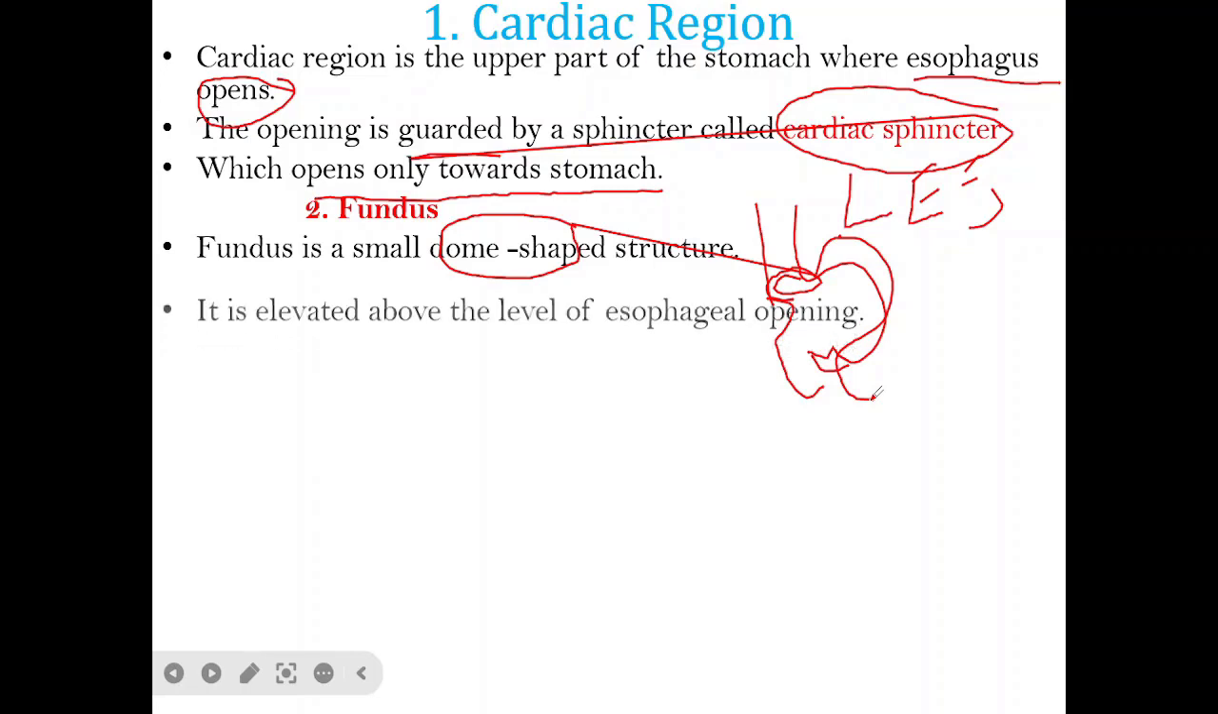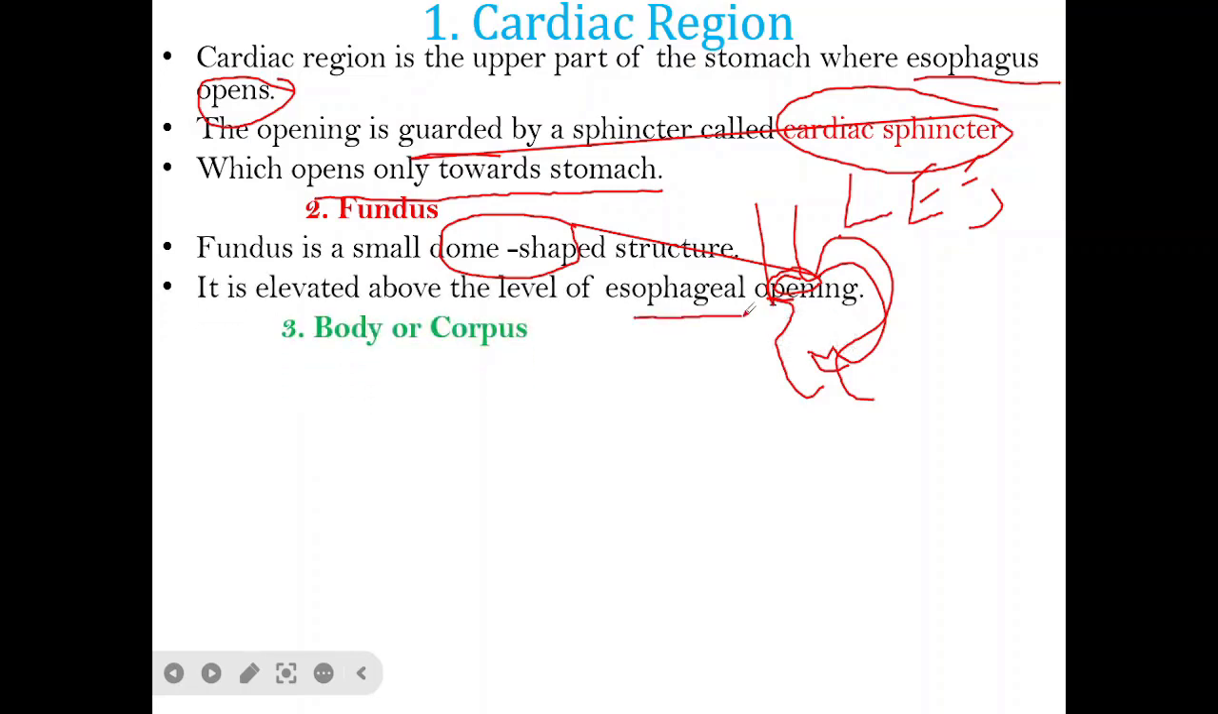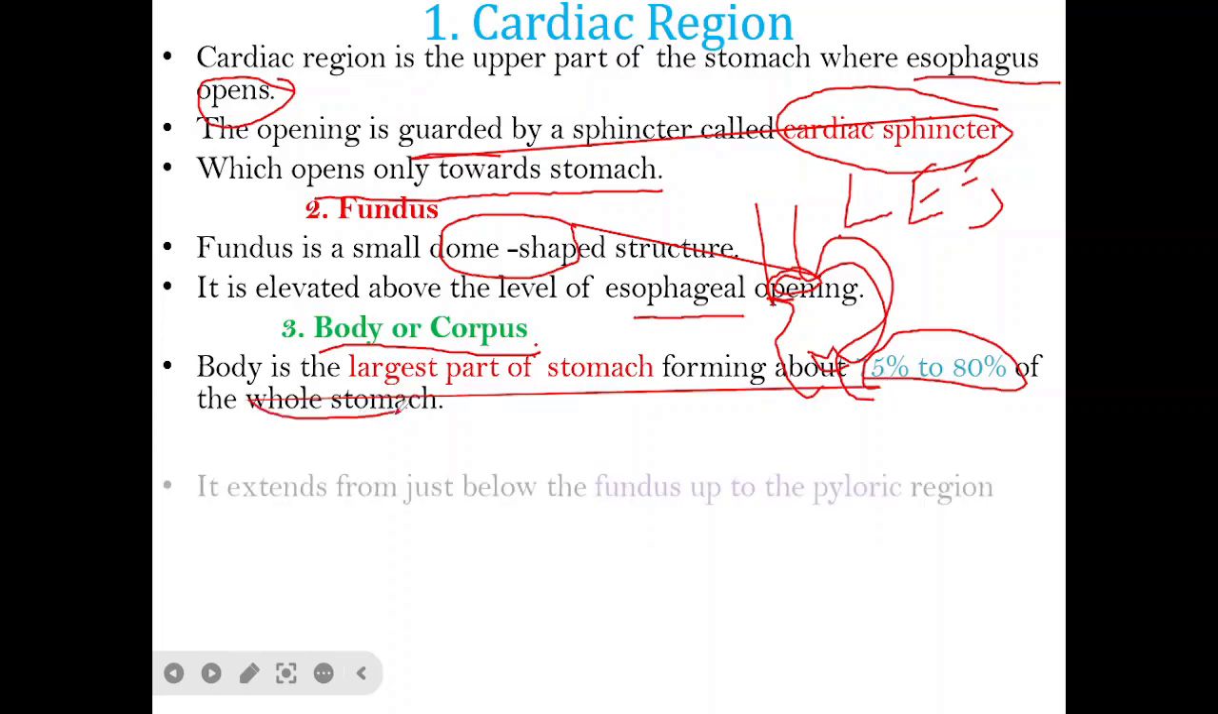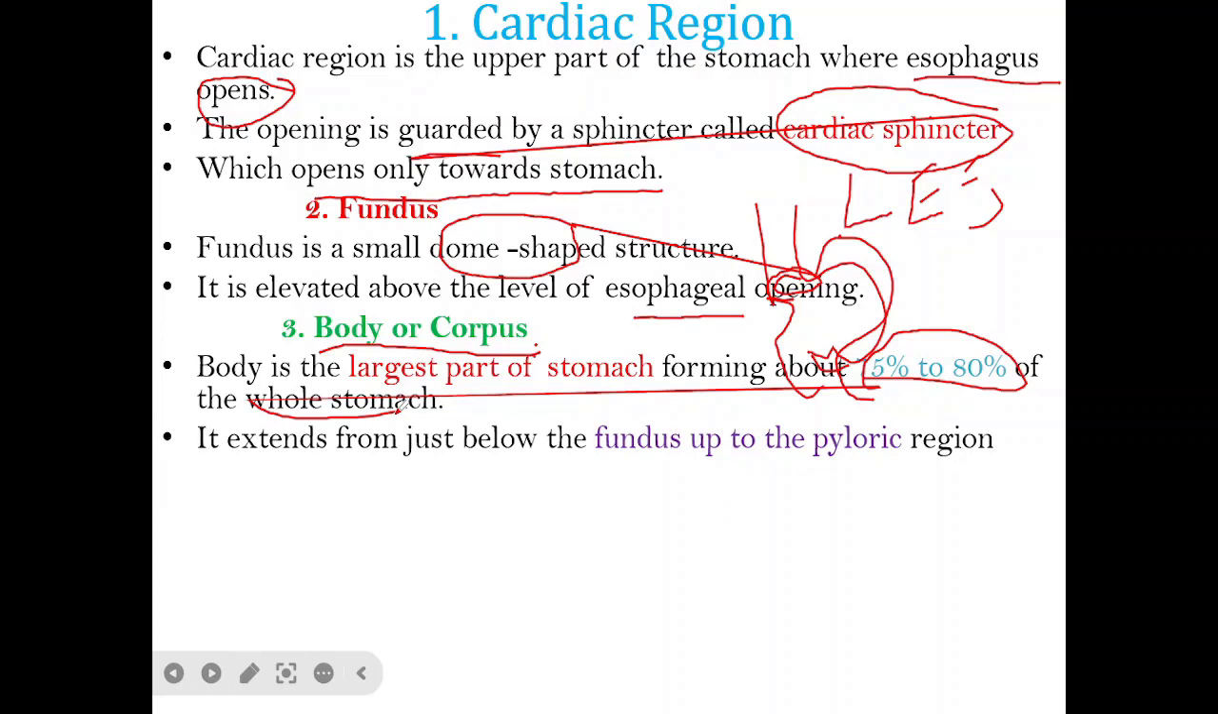So the major part of the stomach, up to 80% of the stomach lining, is covered by the body or the corpus. The largest part of the stomach, from 75 up to 80% of the whole stomach, is covered by the body or corpus ተብሎ ይጠራል. So it extends from just below the fundus up to the pyloric region. You see, from the fundus region up to the pyloric region, it may contain lots of folding, ይሄ ሩጋ ብለን የምንጠራው የሚገኝበት part ነው, the body part of the stomach.